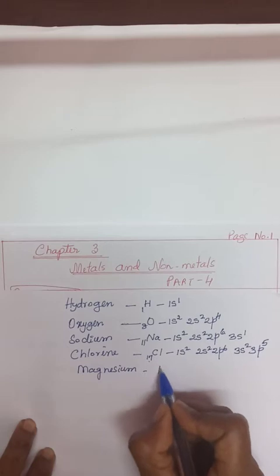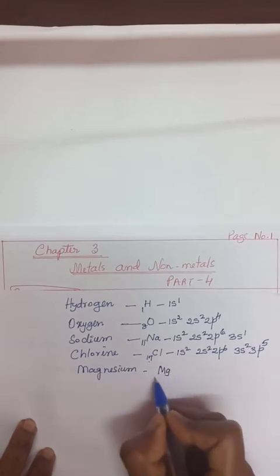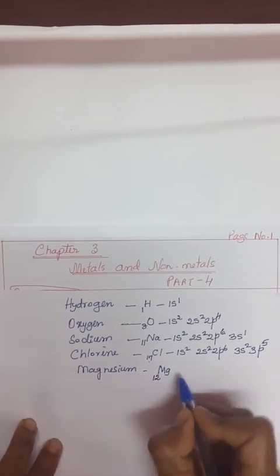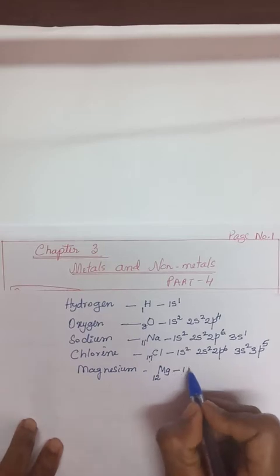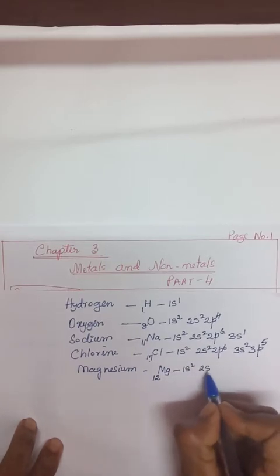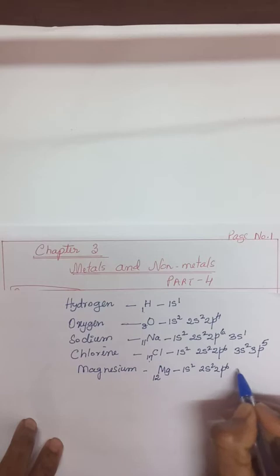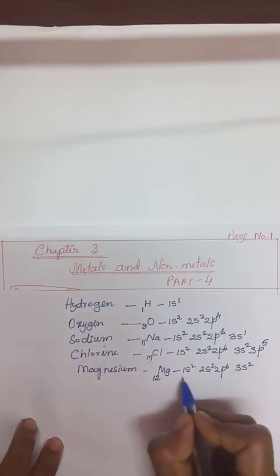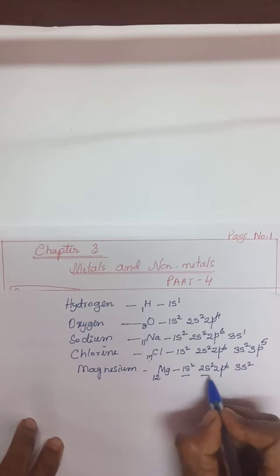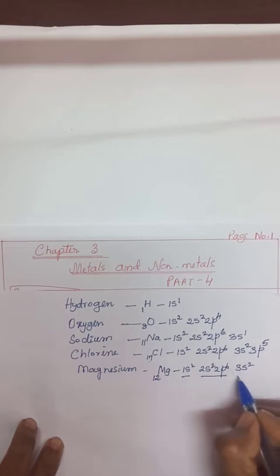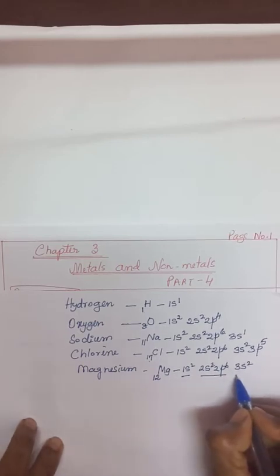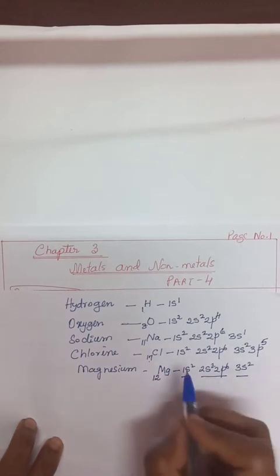Magnesium, what is its symbol? Mg. Its atomic number is 12. Write its electronic configuration 1s2, 2s2, 2p6, 3s2. Now in the first shell 2 electrons. In the second shell 2 plus 6, 8 electrons. In the third shell there are 2 electrons.